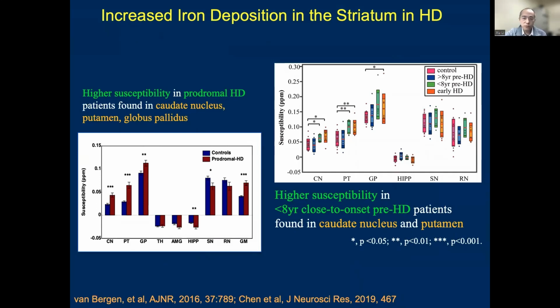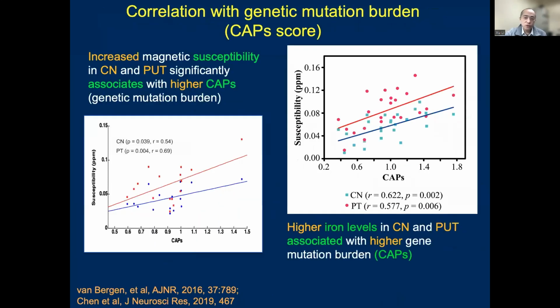in the HD groups as compared to controls. In both studies, we found consistently higher magnetic susceptibility in the striatum and also the pallidum in the pre-manifest or early HD group as compared to controls. And more importantly, such increased iron levels in the striatum were significantly associated with the CAP score, which is the genetic mutation burden. This indicates the iron is likely part of the HD pathophysiology.